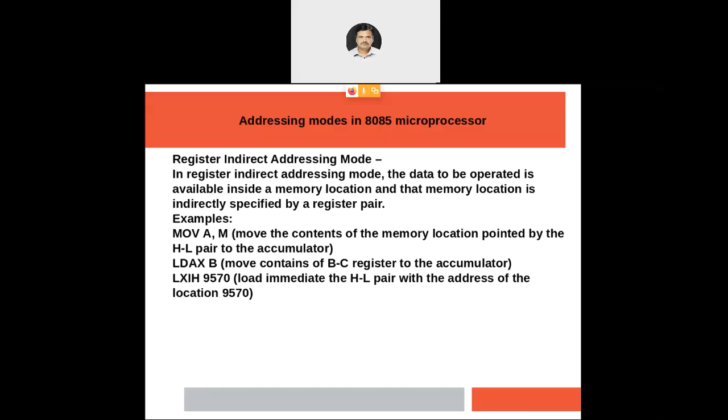Then LXI H, that is immediately loading the content of that memory location 9570 into the HL pair. Suppose 9570 has 15 data, and that 15 data is loaded into the HL pair.